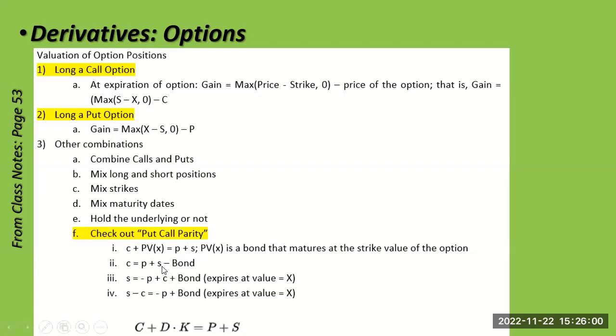So you can substitute the bond. Now you can move these around. That means a call is nothing more than buying a put, buying the stock, and shorting the bond. That's the exact same thing.